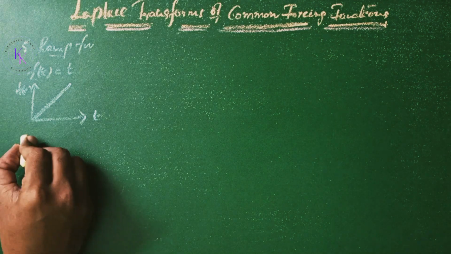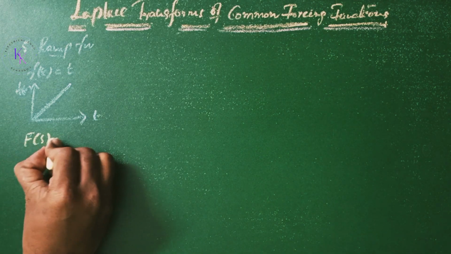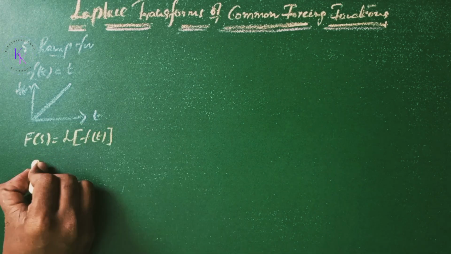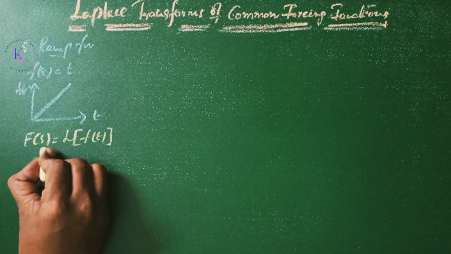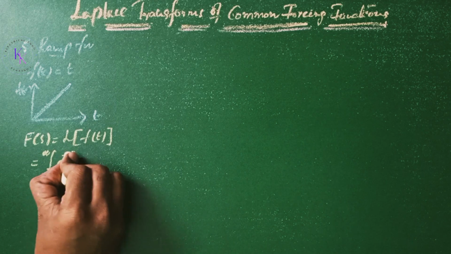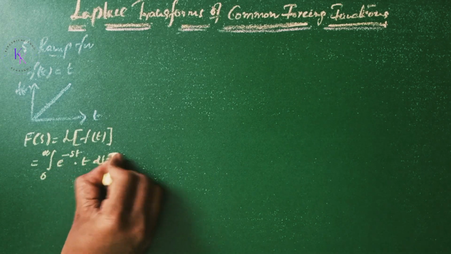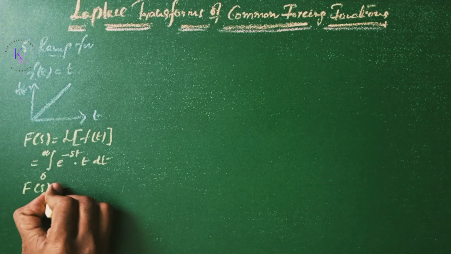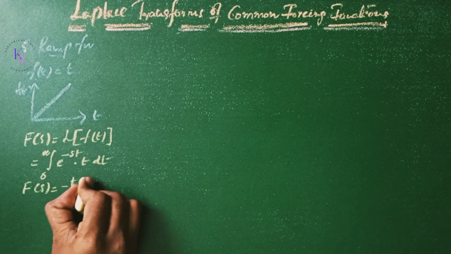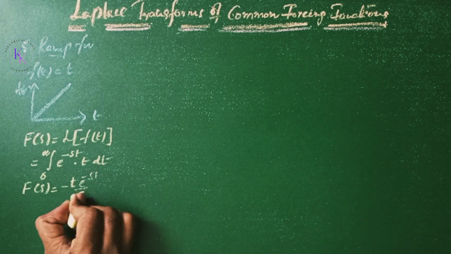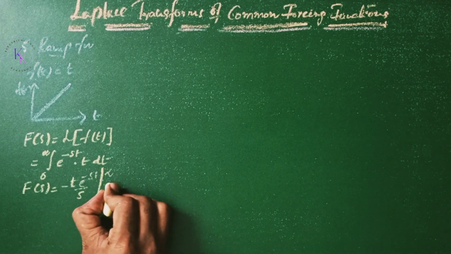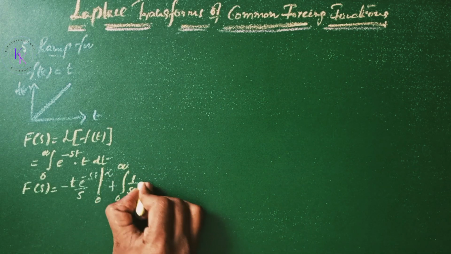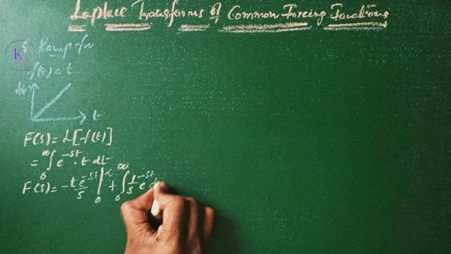This is a ramp function. Now, applying the Laplace transform, F of s equals the Laplace transform of f of t, that equals the integral from 0 to infinity of e to the power of minus st times t dt. Integration by parts gives us that F of s equals minus t e power minus st by s from 0 to infinity plus the integral from 0 to infinity of 1 by s e to the power of minus st dt.